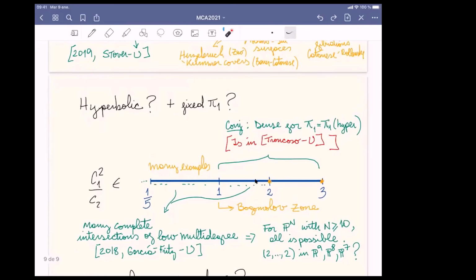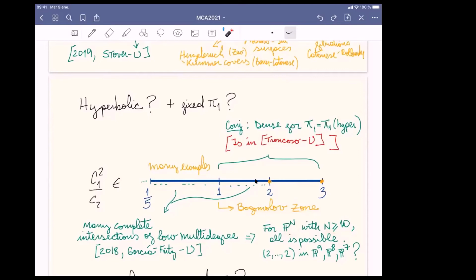Well, there are many examples. Here is the Bogomolov zone, which are kind of quasi-hyperbolic, right? On the right, and then on the left, there are many examples. And I also have a work with Garcia Fritz, 2018, in relation to complete intersections. And we prove that all degrees of complete intersections, all multi-degrees for Pn, n bigger or equal than 10, is possible by a hyperbolic surface.